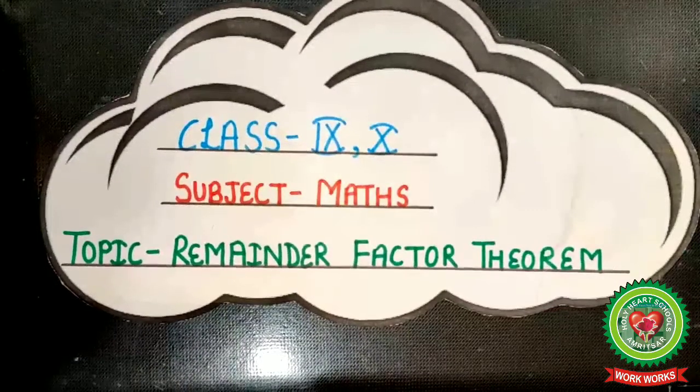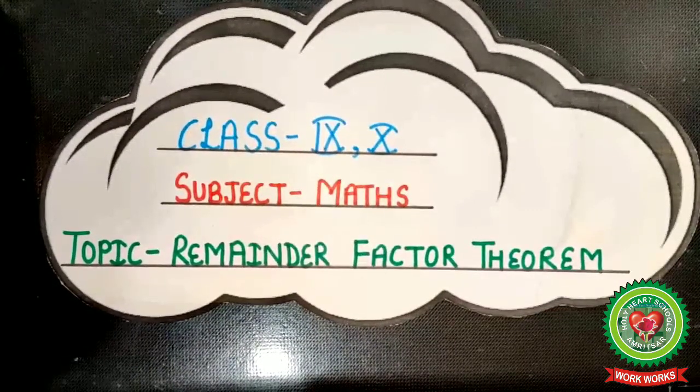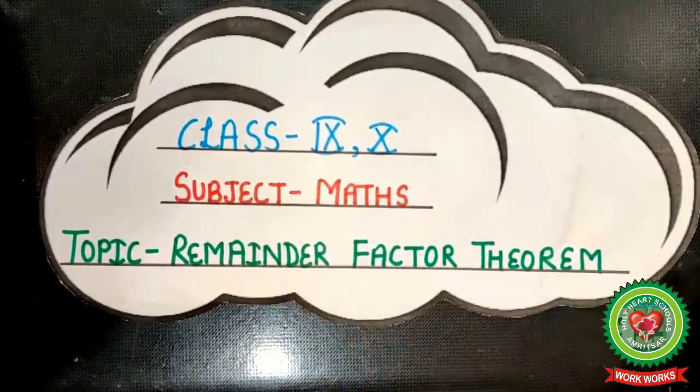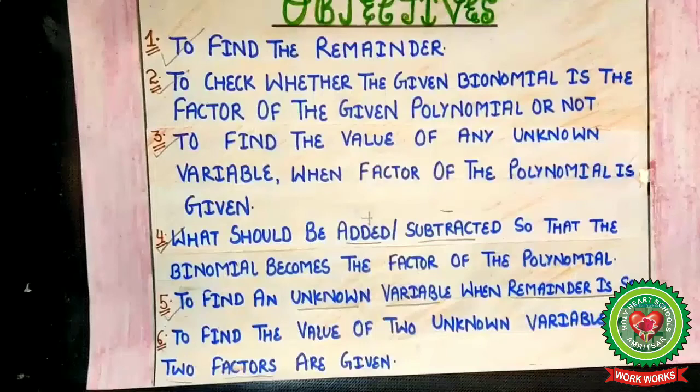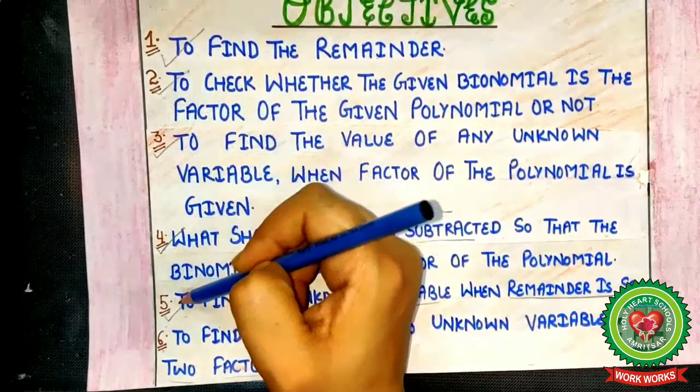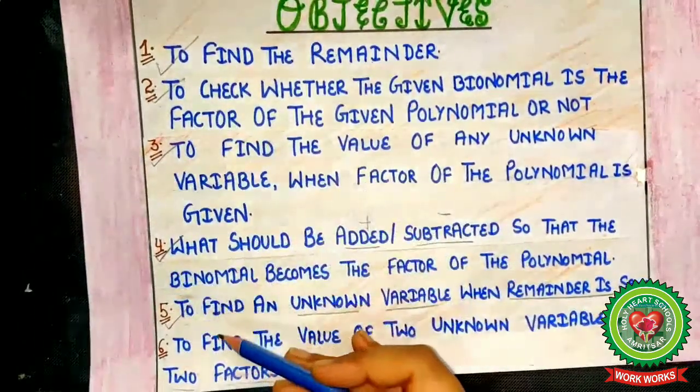Hello students. Now we will go through the next types of the chapter, remainder factor theorem. So first, let's revise the objectives of the topic. Students, so far we have revised first 5 objectives. Today we will revise next objectives.